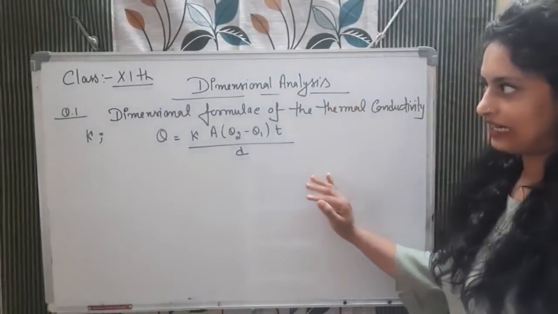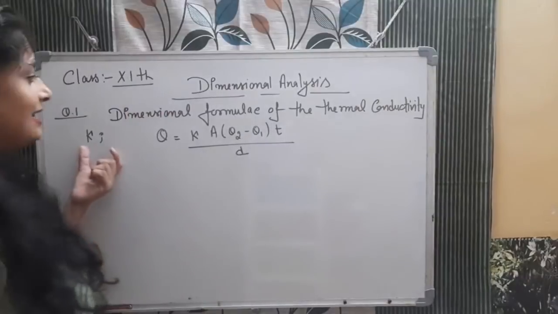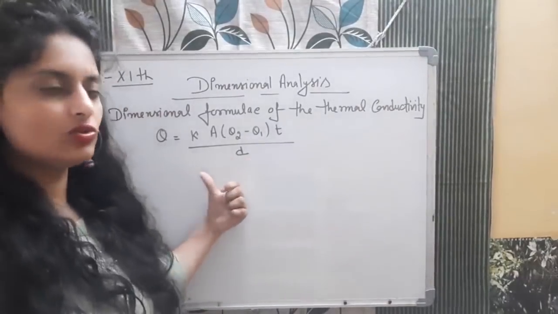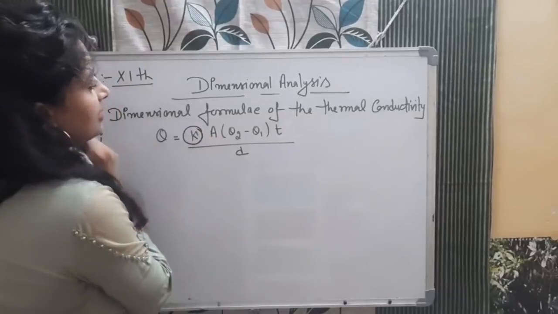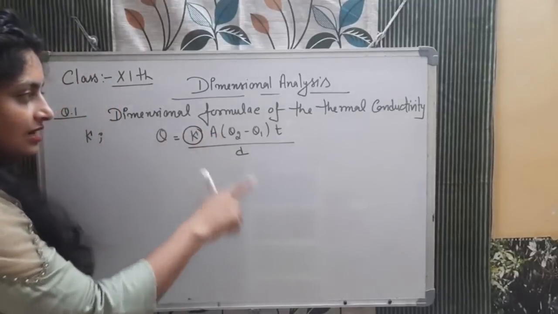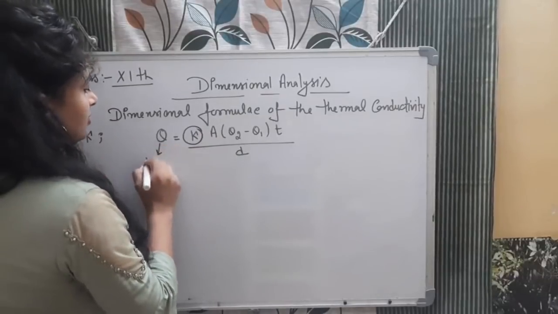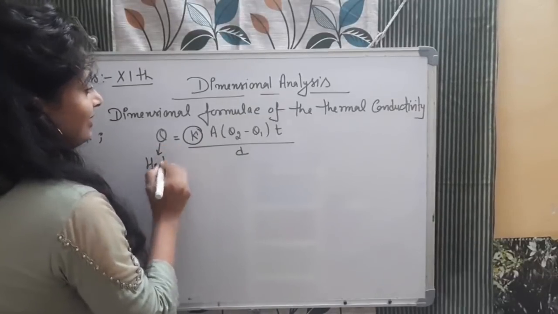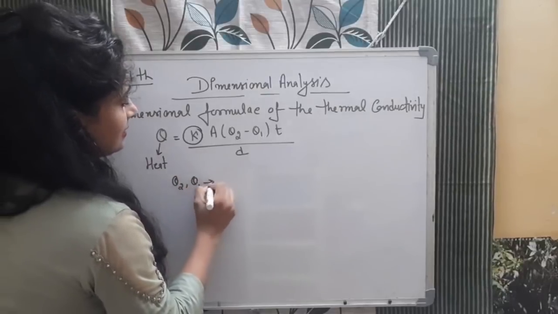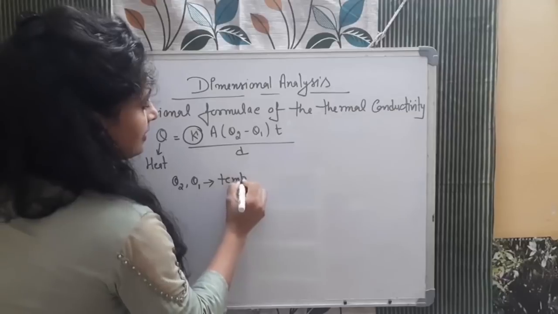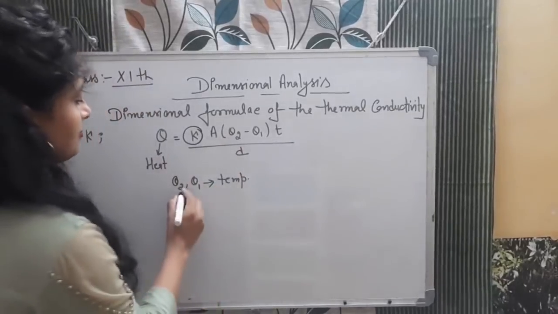So the first numerical is the dimensional formula of the thermal conductivity K. This is the formula given, and we need to calculate the dimensional formula of this thing. This is known as the thermal conductivity. Now the others: this Q stands for heat, and theta 2 and theta 1 are the temperatures in this relation. These things will be given to you. Theta 1, theta 2 are the temperatures.